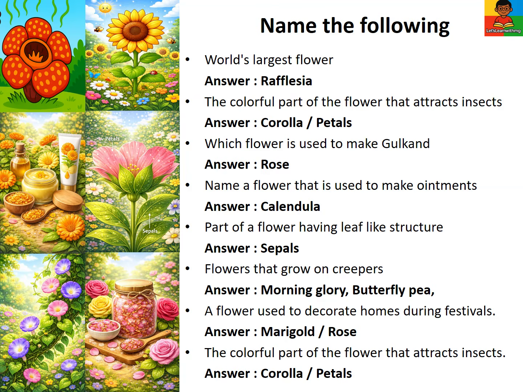Flowers that grow on creepers? Answer, morning glory, butterfly pea. A flower used to decorate homes during festivals? Answer, marigold or rose. The colorful part of the flower that attracts insects? Answer, corolla or petals.